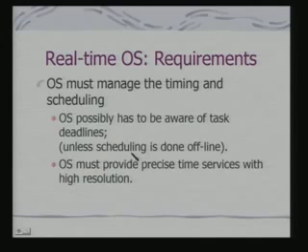That means if you are using table-driven scheduling, a design time scheduling, then the OS need not bother about deadlines. But otherwise, it has to bother about deadlines to decide about the priority of the tasks. And the OS must provide precise time services with high resolution. In fact, this is a key issue, okay? Because depending on the time resolution that the OS can handle, you can have specificity of the deadlines.